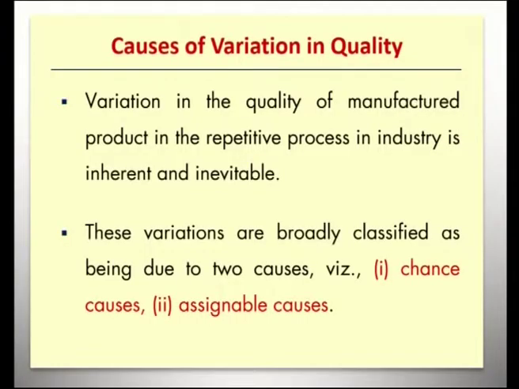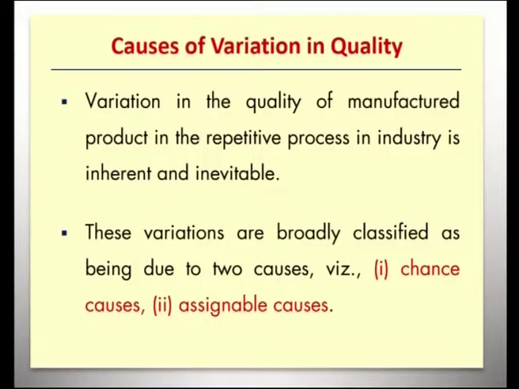The next very important thing is what are the causes of variations in quality. Why the particular product is not up to the standard specified by the quality, means we have to check about what are the causes of variations in quality. Variations in the quality of a manufactured product in the repetitive process in industry is inherent and inevitable. The variations are broadly classified into two causes, that is chance causes and assignable causes.